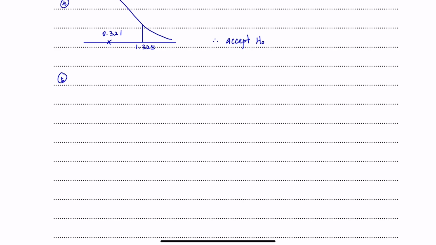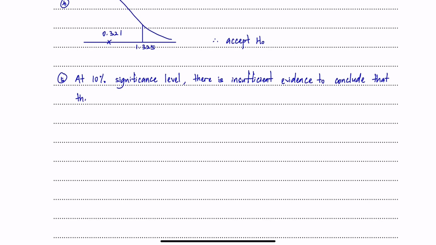So the last step, we would have our conclusion, which is at 10% significance level, there is insufficient evidence to conclude that the mean mass of fish in lake A is greater than lake B. And we're done with this paper.